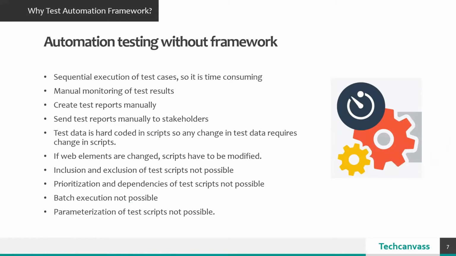It's difficult to prioritize or define an order of execution of the test cases. We cannot define the dependencies of the test scripts. Also, we need to monitor the test results manually. We have to create the report on our own and manually share the results with stakeholders. Even on minor changes in the UI, say any web elements are modified, there is a big impact on the test scripts, so the test scripts need to be modified accordingly. The test data is tightly coupled with the test scripts. So practically, test automation is difficult to manage without any framework.